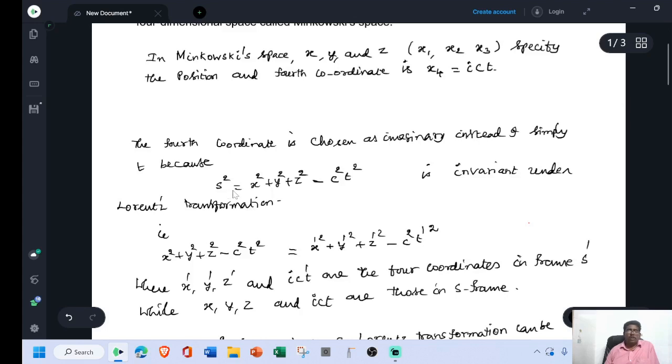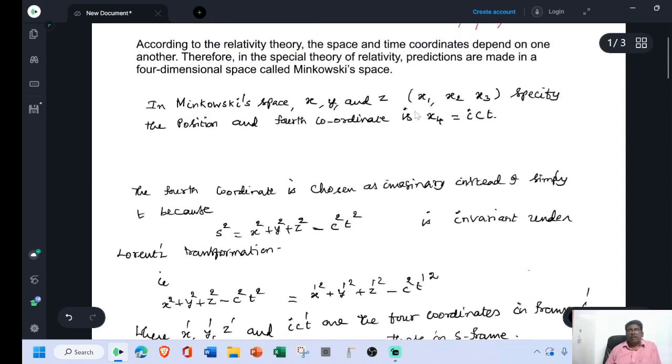The value of s square in the rest frame is this much. In the moving S dash frame, it is this much. Anyway, the value of s square in the rest frame should equal the value of s dash square in the moving frame. Here, x1 is our x, x2 is our y, x3 is our z. So x square means x1 square, y square means x2 square, z square means x3 square. Then x4 square is i square c square t square. The value of i square is equal to minus 1. Therefore, we get minus c square t square. In this way, the value of x4 is considered as ict.